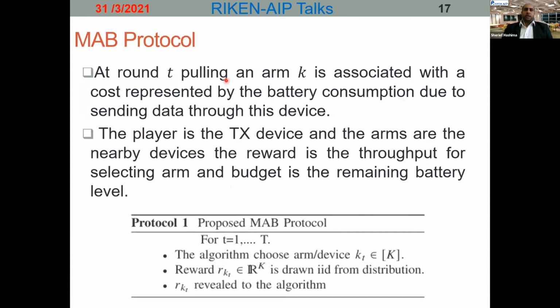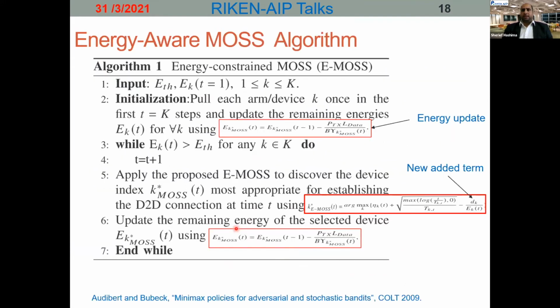So the MAB protocol here: every round t, the algorithm will choose a device, and the rewards are independently and identically distributed. Then the reward is revealed to the algorithm. And also the budget constraint scenario will be assumed. Here, the energy-aware MOS algorithm's inputs are the threshold of the devices and the energy for all devices.